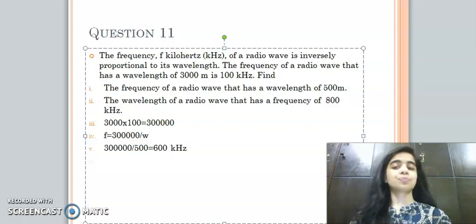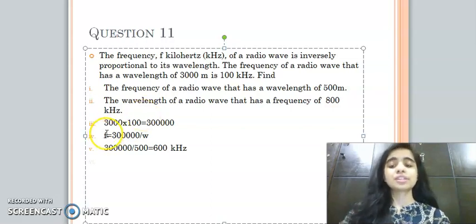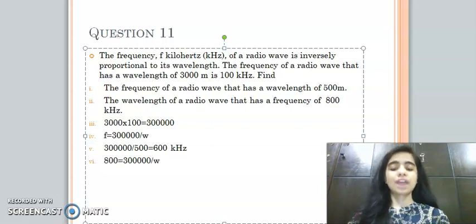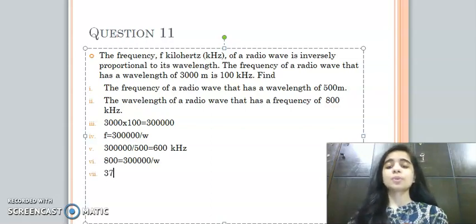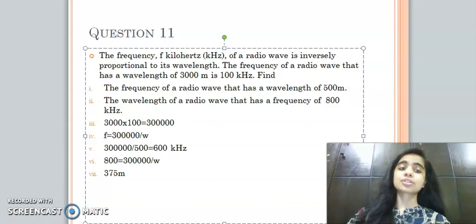So our frequency will be 600 kilohertz. Perfect. Now the wavelength of a radio wave that has a frequency of 800. So we will put frequency over here. 800 is equal to 300,000 divided by wavelength. And then 300,000 divided by 800. So what is 300,000 divided by 800? That is 375. So my wavelength will be 375 meters. So we have also done this question.